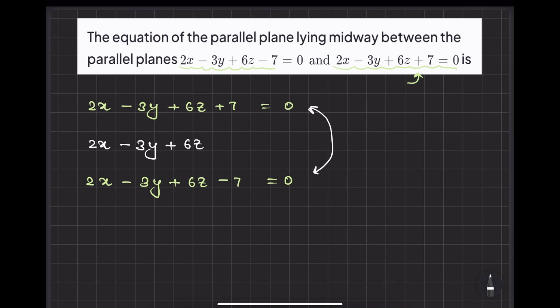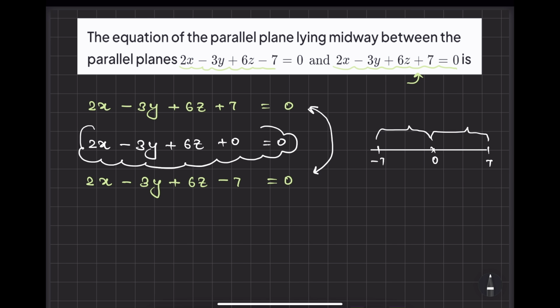Yes, it is 0. Suppose that on the number line, don't you think that from 0 till minus 7 and 7 will have the same gap? So it becomes the midway, right? So the constant will become 0. So this is the equation of the required plane.